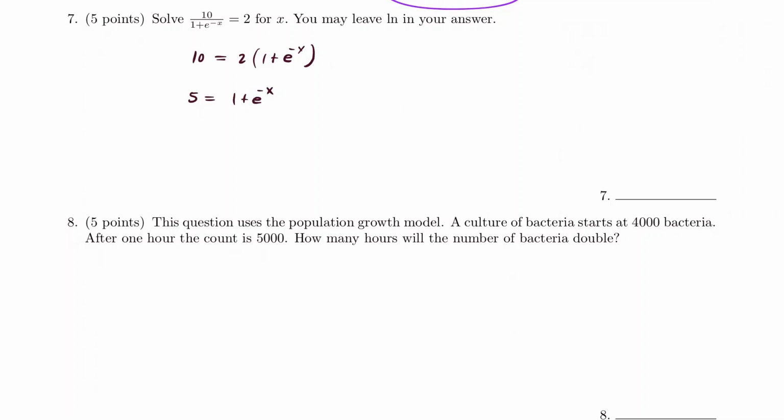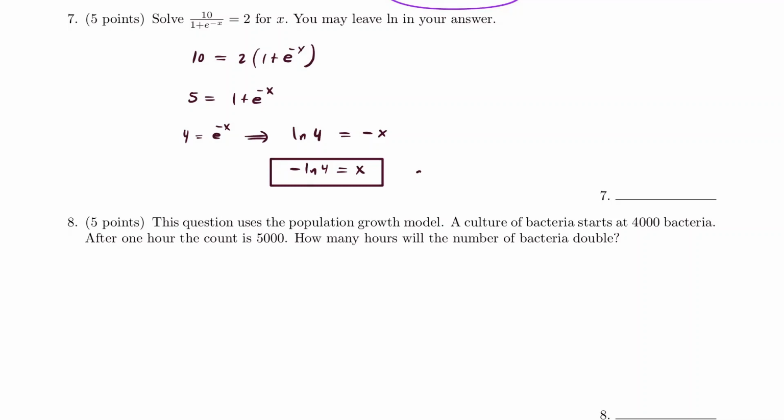And now here I can subtract 1 from both sides, so I will have 4 is equal to e to the negative x. And now you can take natural log on both sides. So then you'll have ln of 4 on the left side. On the right side, you'll have just negative x. And then multiply both sides by negative 1, so you'll have negative ln of 4 is equal to x. So there you have it. This is the value of this problem.